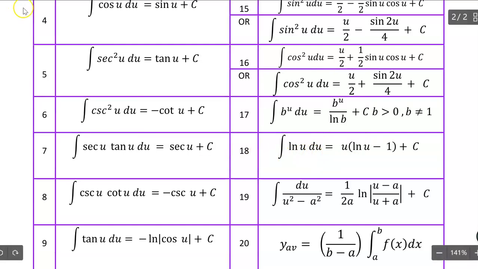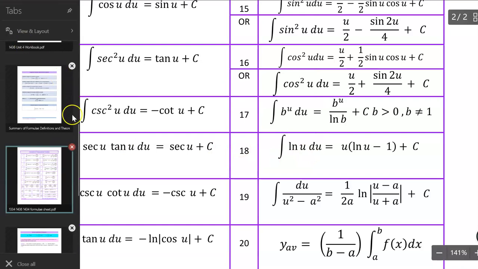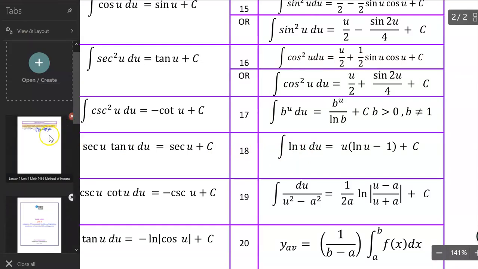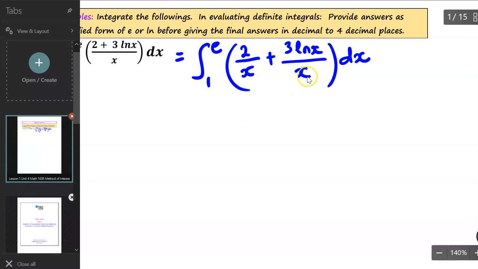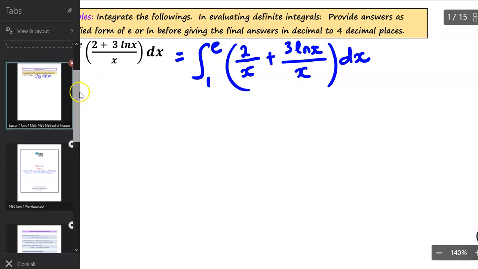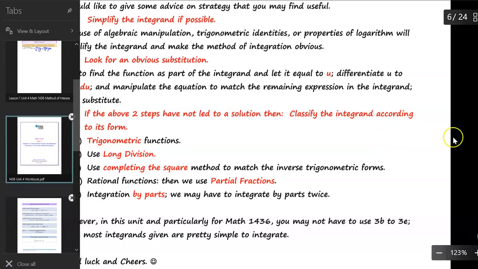The reason for that is because take a look at the question that's given to you. There's an x down here. So what do we do with this x? You have no choice, but you have to use the substitution method. So go back to the strategy that I showed everyone.